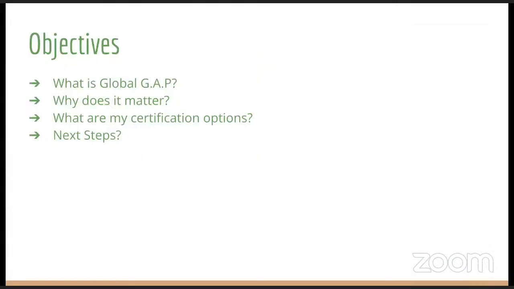So getting into it, the objective tonight is basically I would like us to walk away with 4 things: understanding what Global Gap is, why we should pay attention, why we should care about it, and what are the options for farmers to get certified in terms of Global Gap. And hopefully walking away from here, we should all be clear on what we are doing next about it. That's the idea here. So let's get on with it.